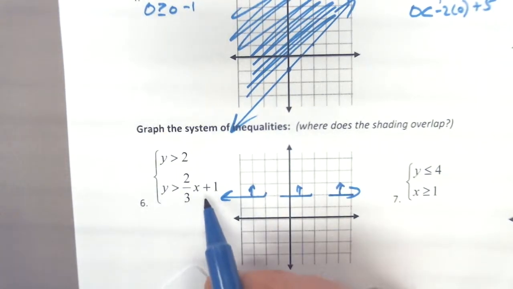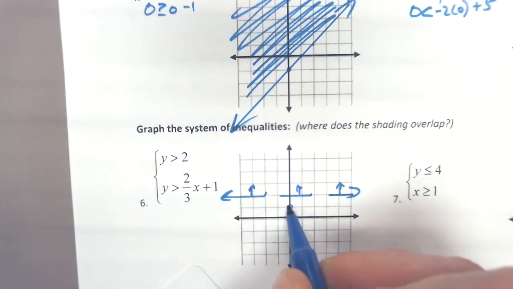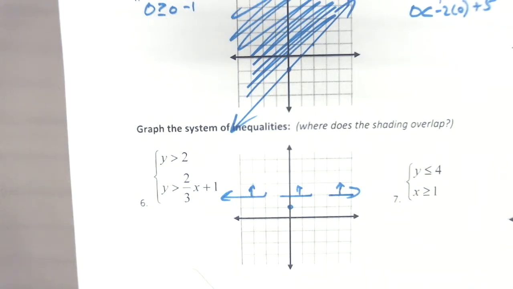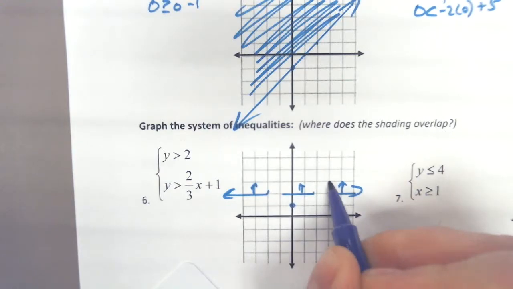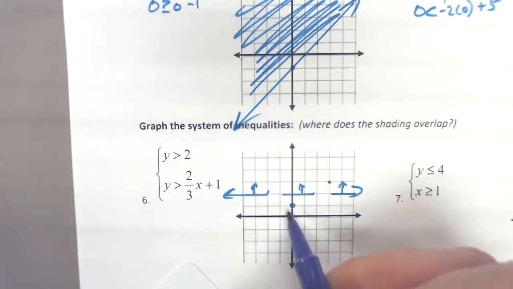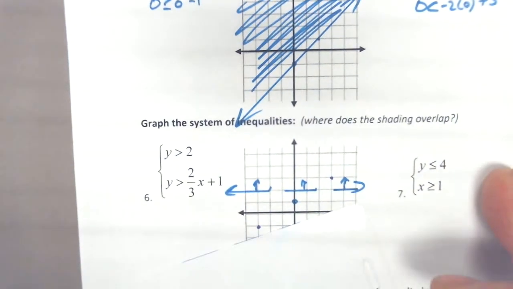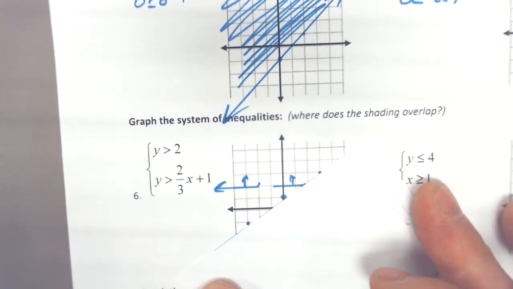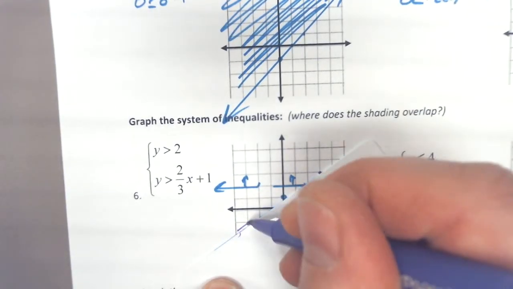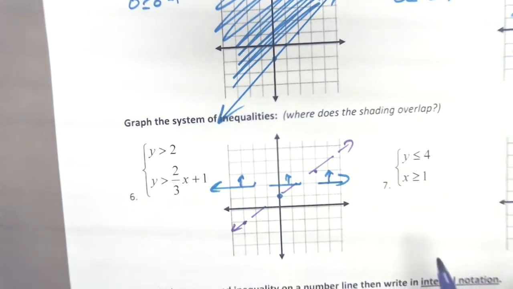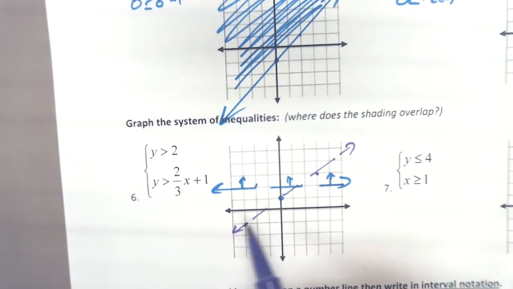The second inequality has a y-intercept of 1 and a slope of 2/3. So I'm going to go up 2 over 3, and I get that point. If I can't go up and to the right anymore, I'm going to go down 2 to the left 3. And this one again is a dotted line, so I'm going to make that look like that. And we're going to test a point.